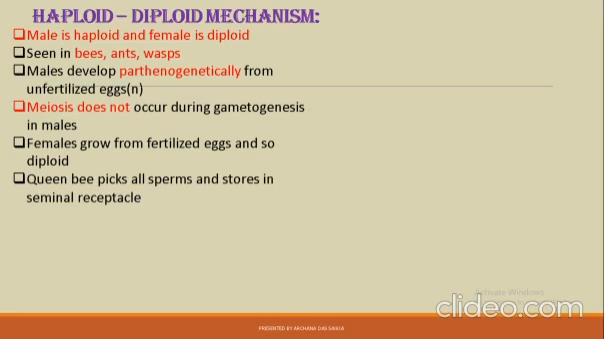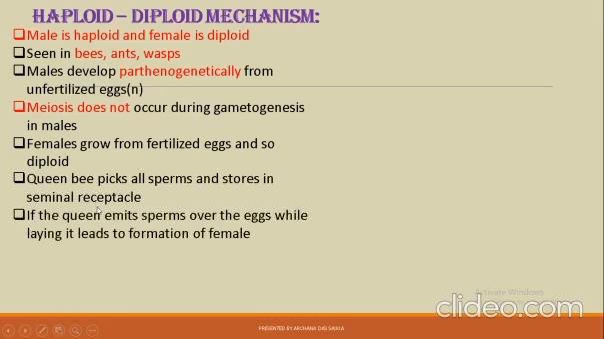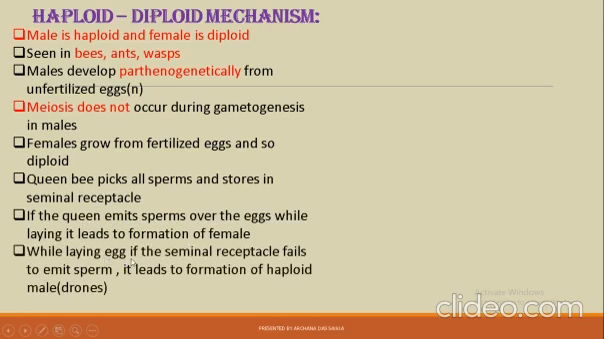So the egg which is released will simply come out, and that will develop into a larva which will become a male because it is unfertilized. It has only half the number of chromosomes. So here are the same things. If the queen emits sperms over the eggs while laying, it leads to formation of a female. While laying eggs, if the seminal receptacle fails to emit sperm, it leads to formation of haploid males.